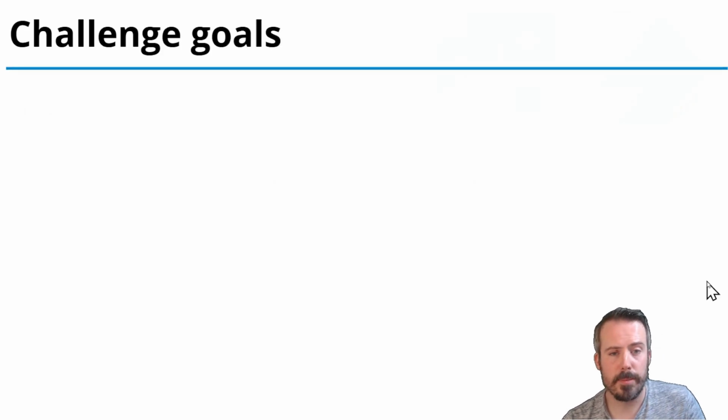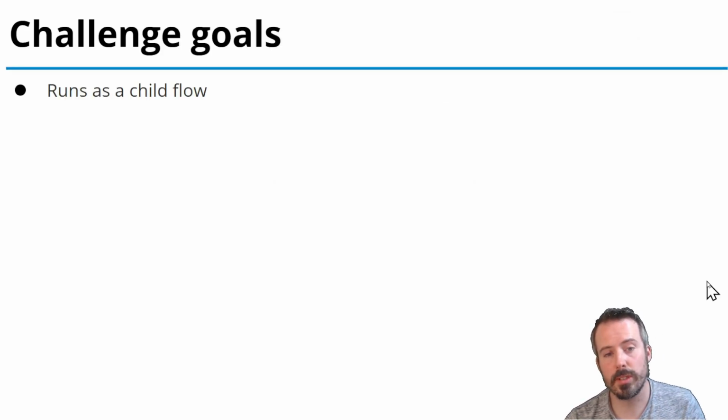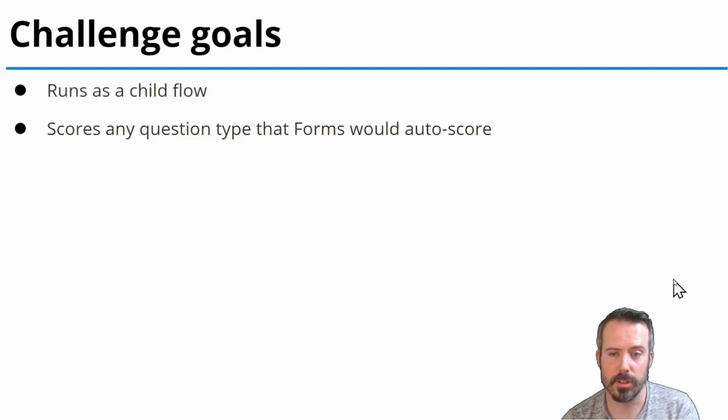And the goals for this challenge are that this quiz scoring flow will run as a child flow. This means that the flow is reusable, and all a maker has to do is build a parent flow that uses that Microsoft Forms trigger. So when their responses are received, that will trigger their parent flow, and that flow will call this quiz scoring flow as a child flow, and that will give them the score for their recipient's quiz response, no matter what that quiz was.